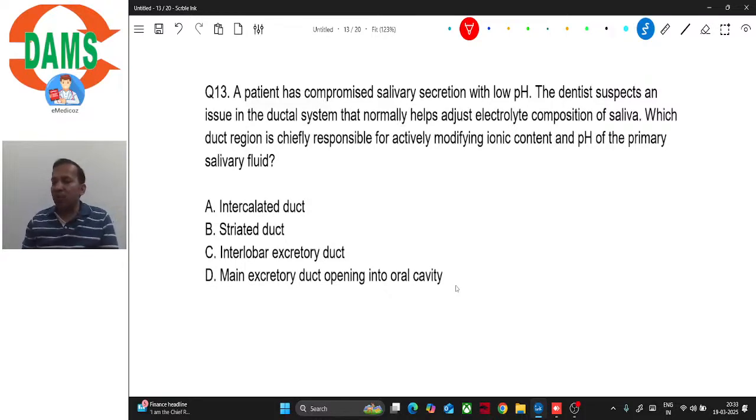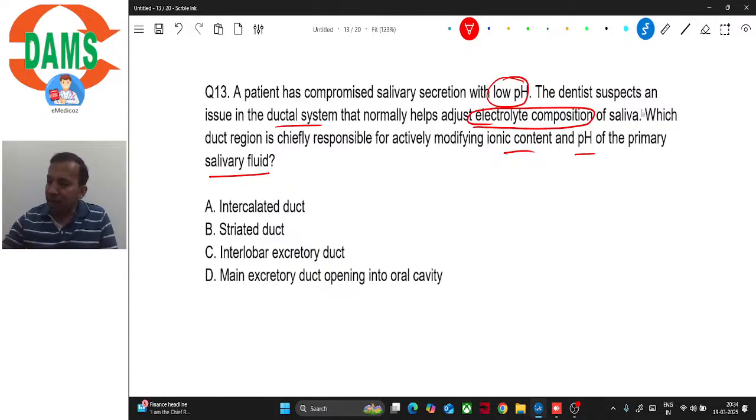A patient has compromised salivary secretion with low pH, right? The dentist suspects an issue in the ductal system that normally helps adjust the electrolyte composition of saliva. Which duct region is chiefly responsible for actively modifying the ionic content and pH of the primary salivary fluid? So again, this is one of those questions where just reading the last sentence is sufficient to answer the question.